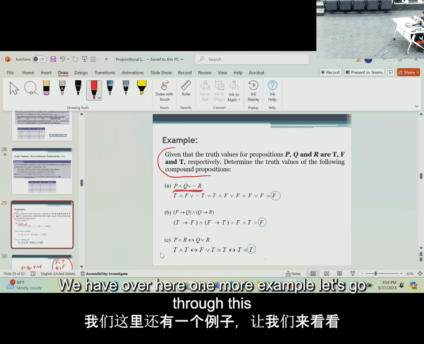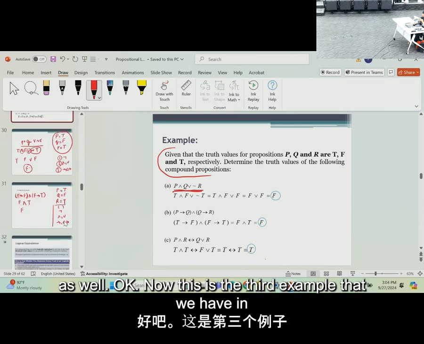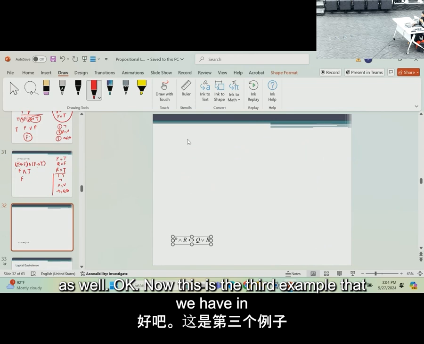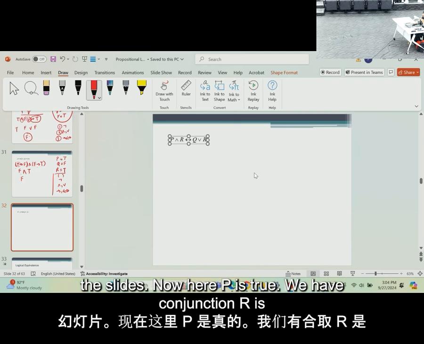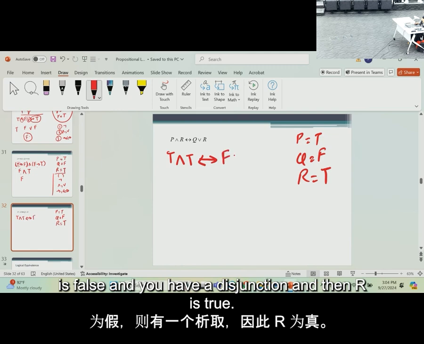We have one more example over here. Let's go through this as well. This is the third example that we have in the slides. Here P is true, we have conjunction, R is true, then we have biconditional, then we have Q which is false, and we have a disjunction, and then R is true.